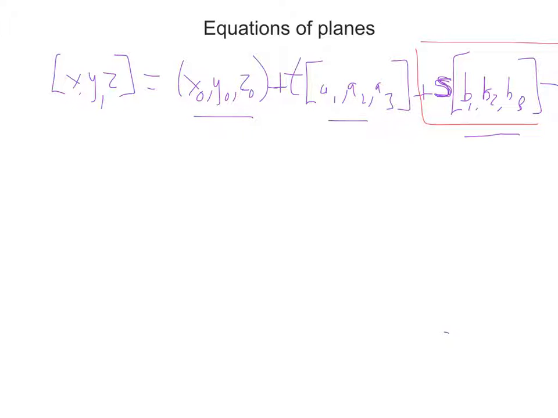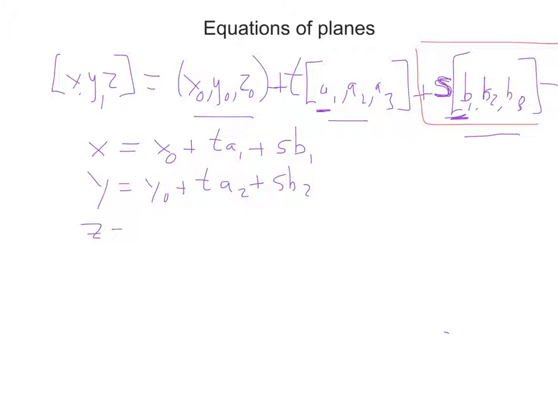Now we can easily move into parametric form for this because x is going to be x naught plus t times a1, which is the x position in this vector, plus s times b1, which is the x position in this vector. And then you're going to go down like that and create your parametric equation for this plane. So we can do that really easily and change back and forth.